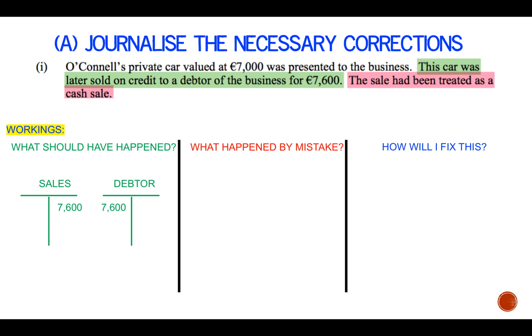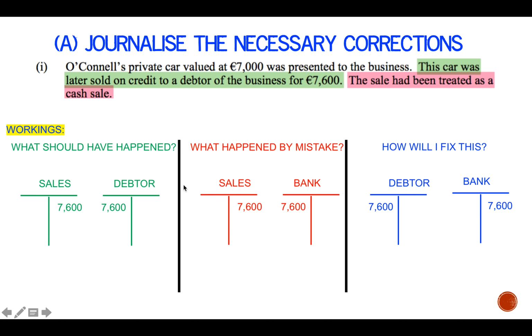What happened by mistake? The sale had been treated as a cash sale. So the sales went in okay. So that's fine. No need to do anything then with the sales. But it went in as a cash sale. So 7,600 went into the bank. So you can call that cash or bank. It doesn't matter there. You're allowed to do both. And if you transfer them over to the balance sheet, you'd be allowed marks for both there as well.